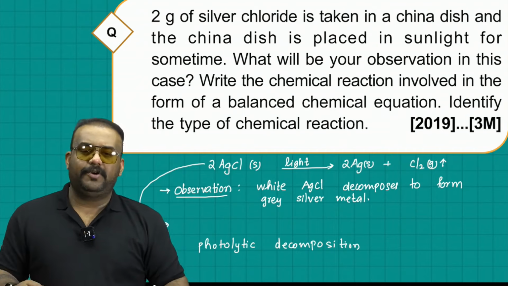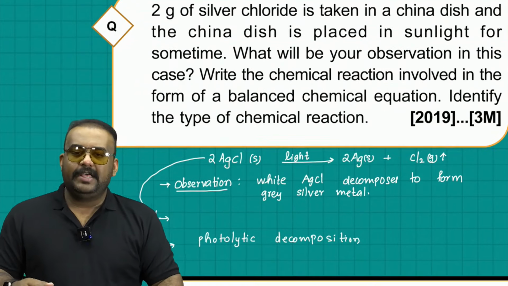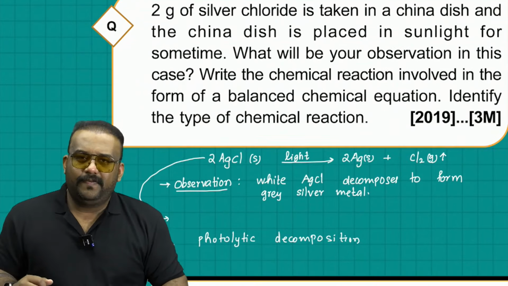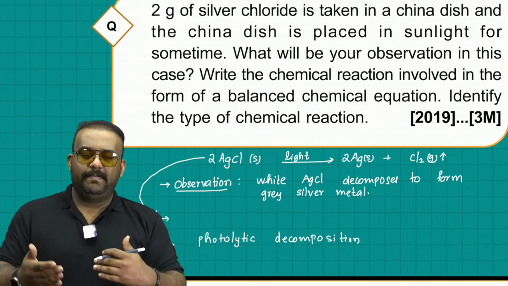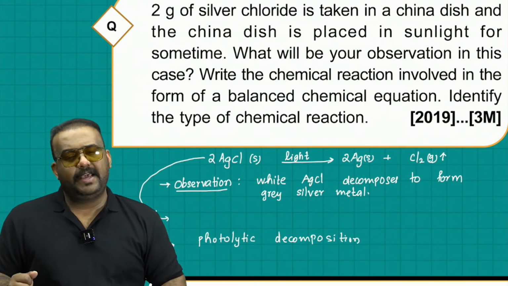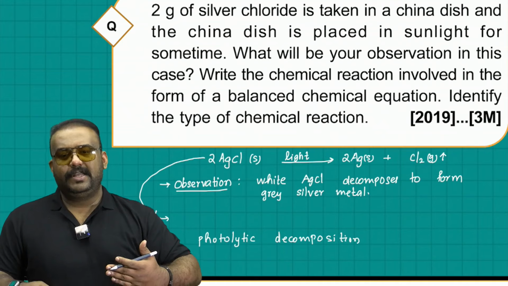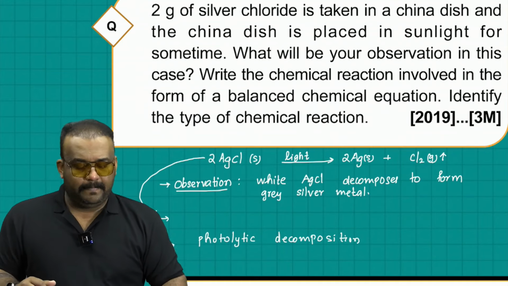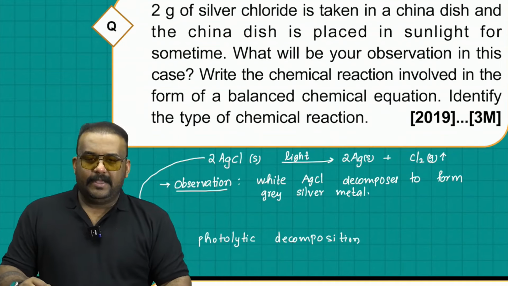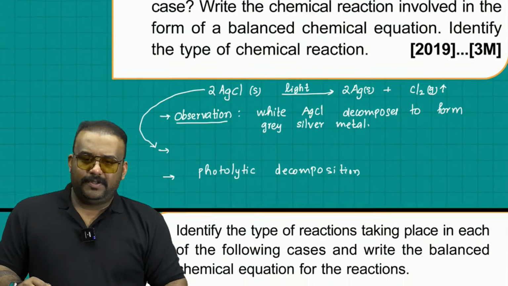And you know that one of the most important applications of this decomposition is that this was used in old school photography, right? Where the film-based photographic techniques were there at that time. We use silver chloride as the coating for the film. Right. Hope it is clear. Let's move on to the next question.